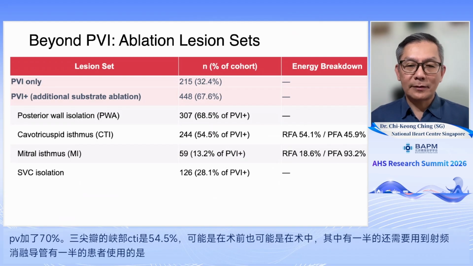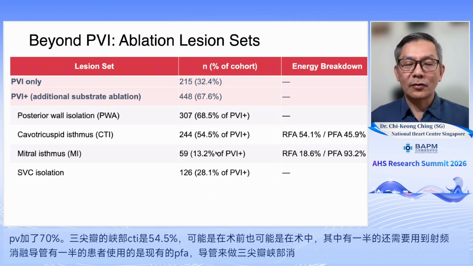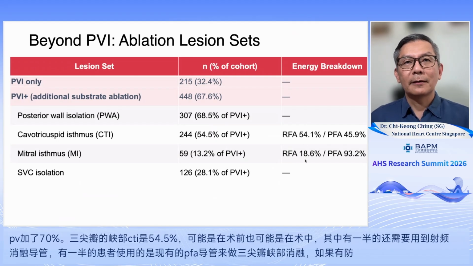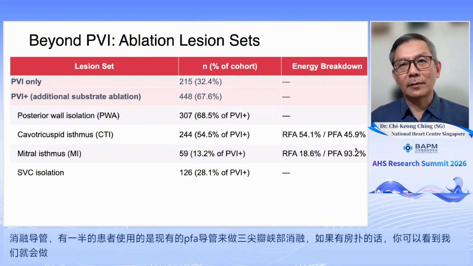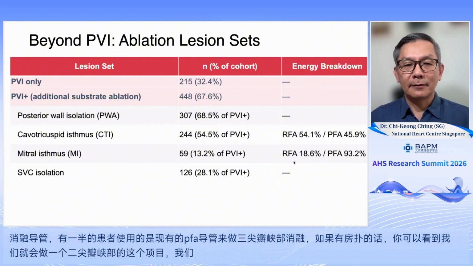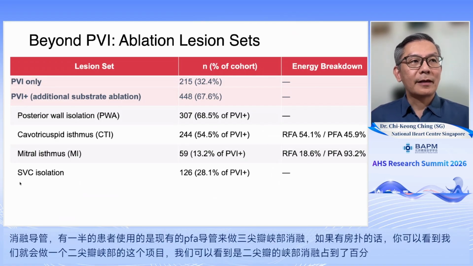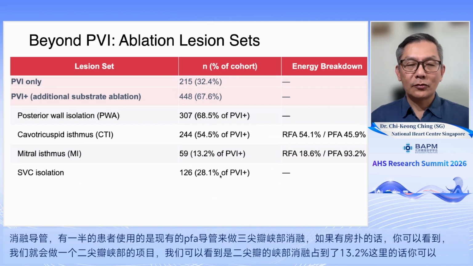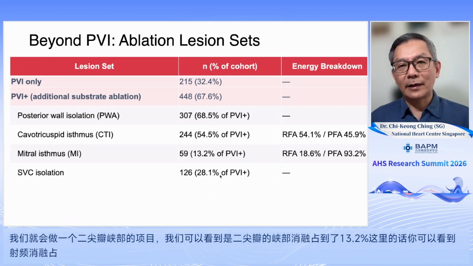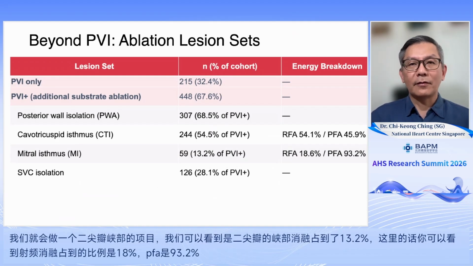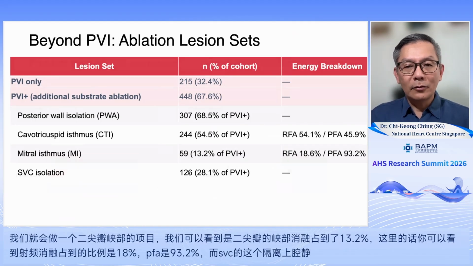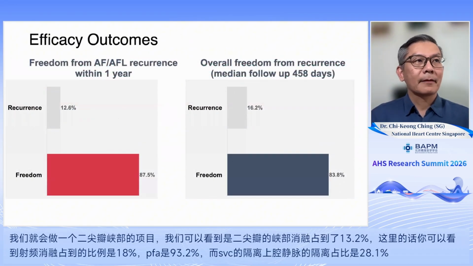If mitral isthmus flutter was detected or confirmed, this occurred in close to 13% of patients. We tried initially PFA in 93% of patients, and then just under 20% underwent additional RF ablation. SVC isolation was performed in close to 28% of patients in PVI plus strategy, and these are the numbers that we have thus far. A quick look at the efficacy outcome.